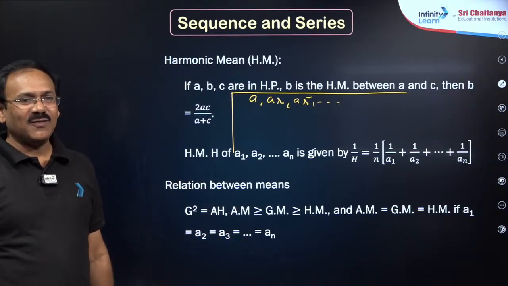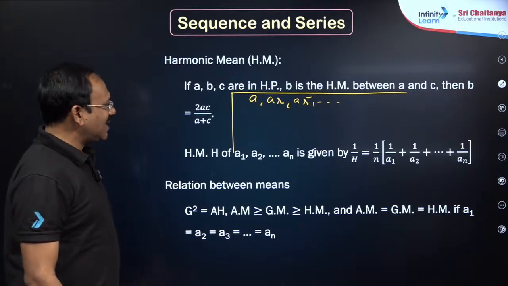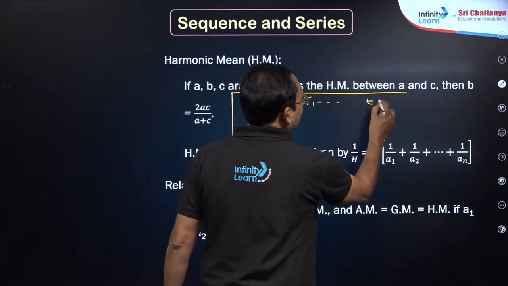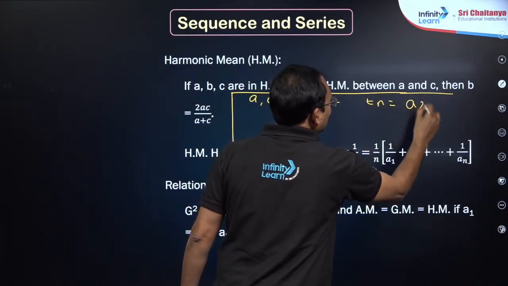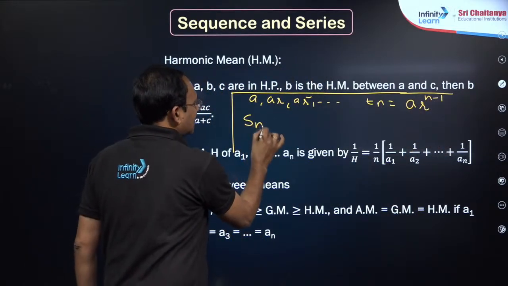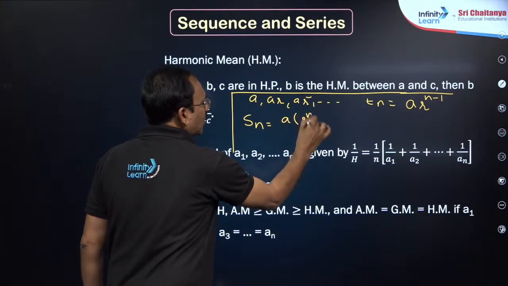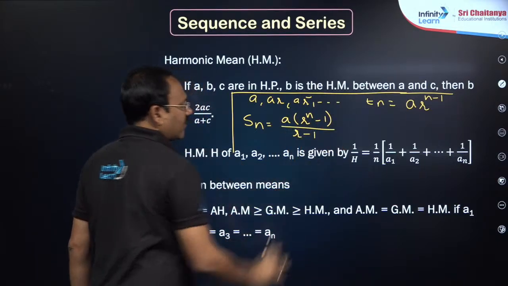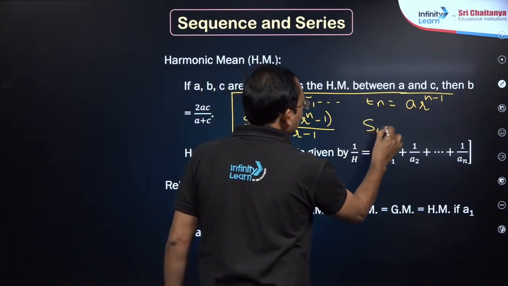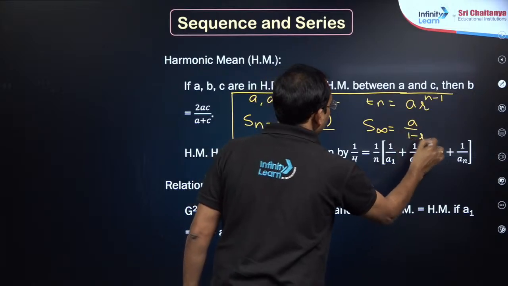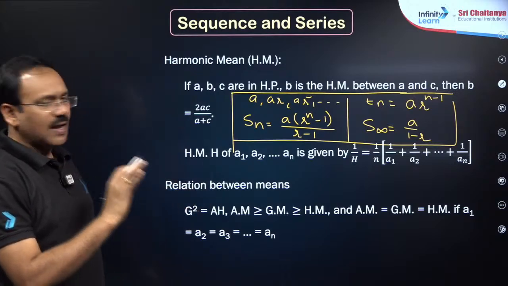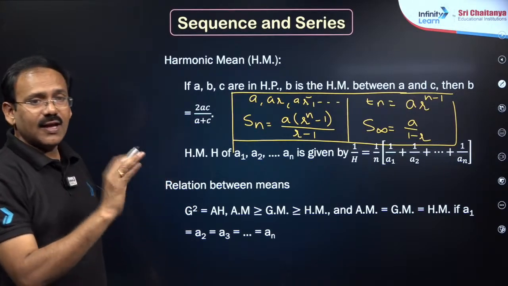So this is the general form of GP, where A is the first term and R is the common ratio. Here the nth term of the GP will be A into R power (n minus 1), and the sum of n terms of a GP will be A into (R power n minus 1) by (R minus 1). Of course, R should not be 1. And if mod R is less than 1, S infinity is A by (1 minus R). These 4 points are enough in GP: the nth term, Sn, and when mod R is less than 1, S infinity.